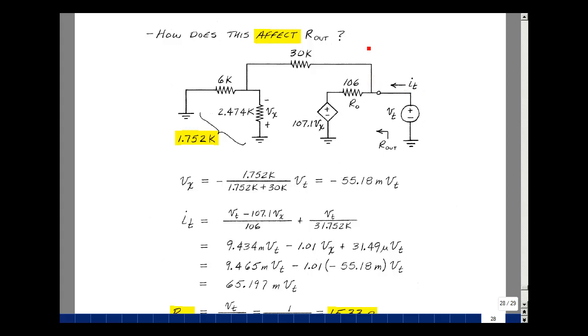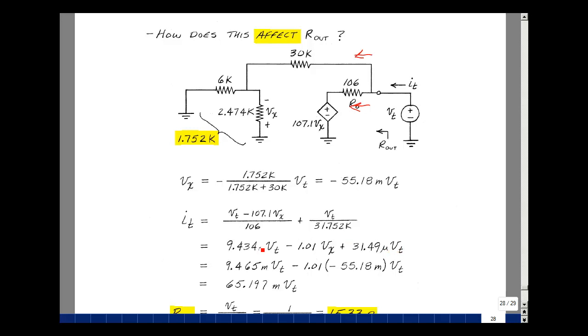Now what is I test equal to? Well, it's equal to this current plus this current. Now this current is going to be equal to the voltage across this resistor, which is V test minus 107.1 V sub x divided by 10^6. And of course the current in here is just going to be V test divided by the total resistance of 30K plus 1.752K. This divided by this is 9.434 milli times V sub test. This ratio is 1.01 times V sub x with a minus sign, and then the reciprocal of this is 31.49 micro times V sub test.